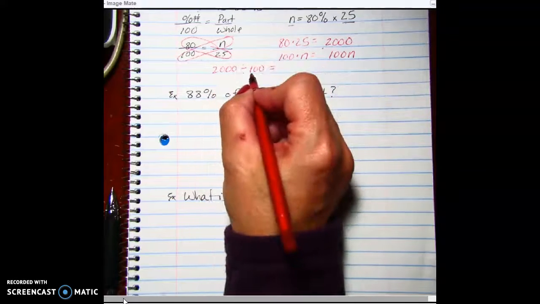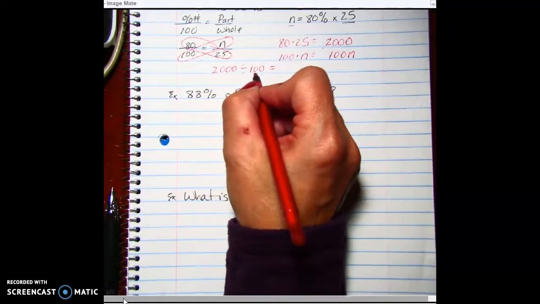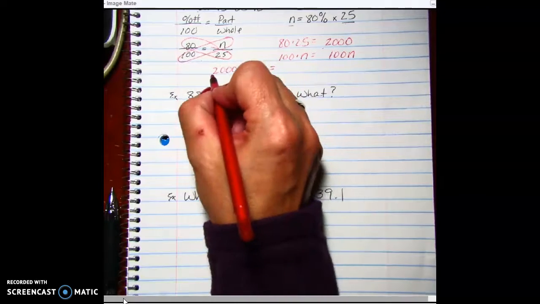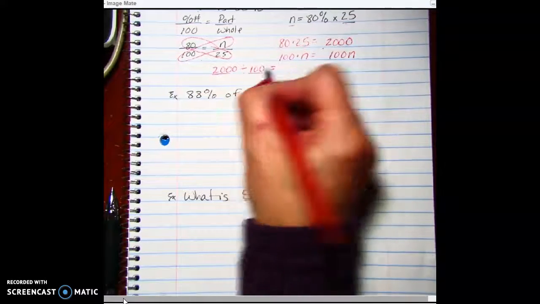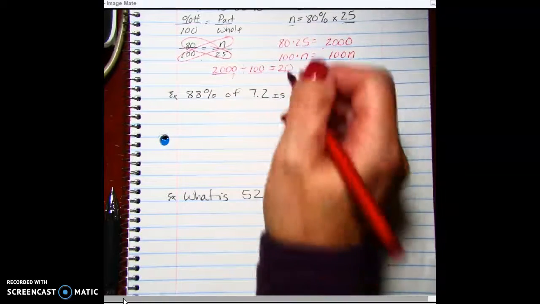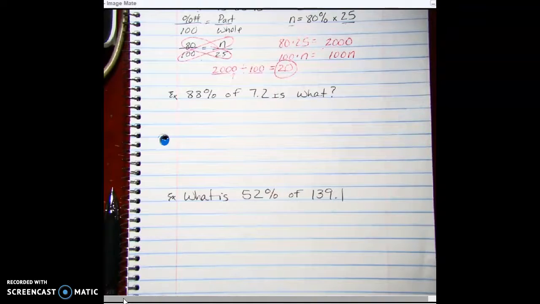Otherwise, if I know how to do simple division with powers of 10, I could say 2,000 divided by 100 is 2, and then I can't forget that 0 I added on, and there's my answer.